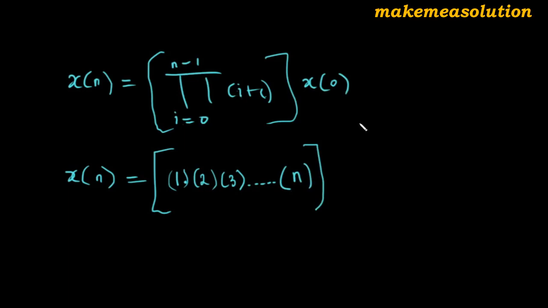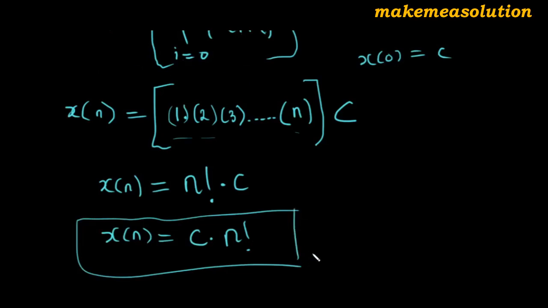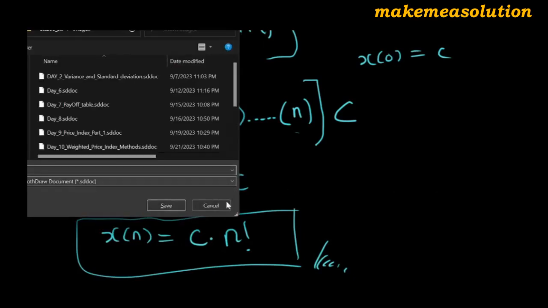Now, I believe this kind of product should be very familiar to you. And our x of 0 is given to us as c, so I'll just represent it as c. In fact, this is n factorial times c. So the final answer to this particular problem, x of n is equal to c times n factorial. That is the solution for the first problem. Okay, I hope you understood that. If you don't understand, don't worry, when we solve further examples, your mind will be clarified. So let's go to problem 2.